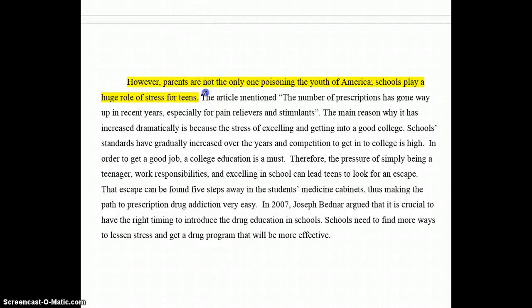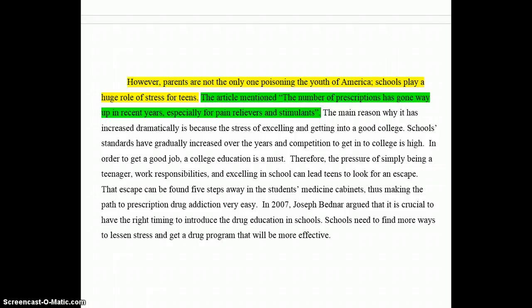Here's my specific evidence. The article mentioned the number of prescriptions has gone way up in recent years, especially for pain relievers and stimulants. Wait a second. Well, what article is she talking about? Where is this research coming from?